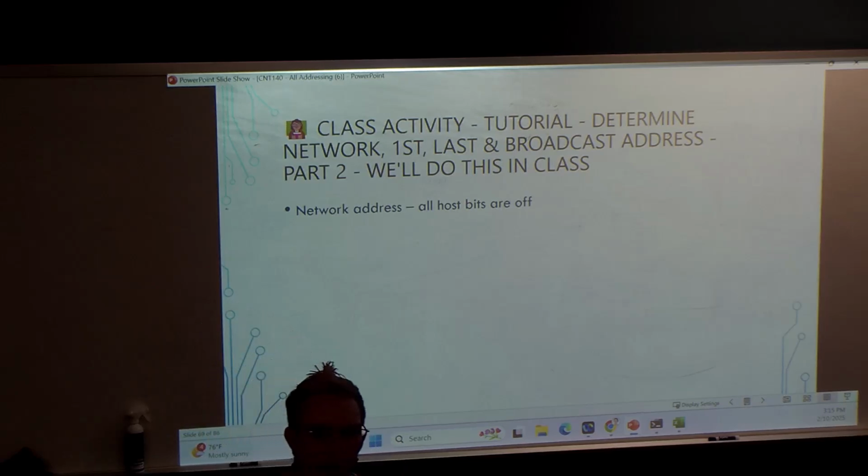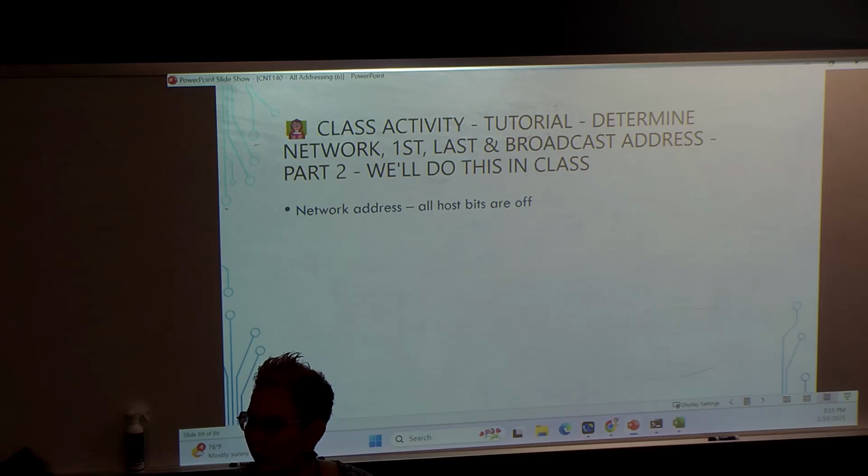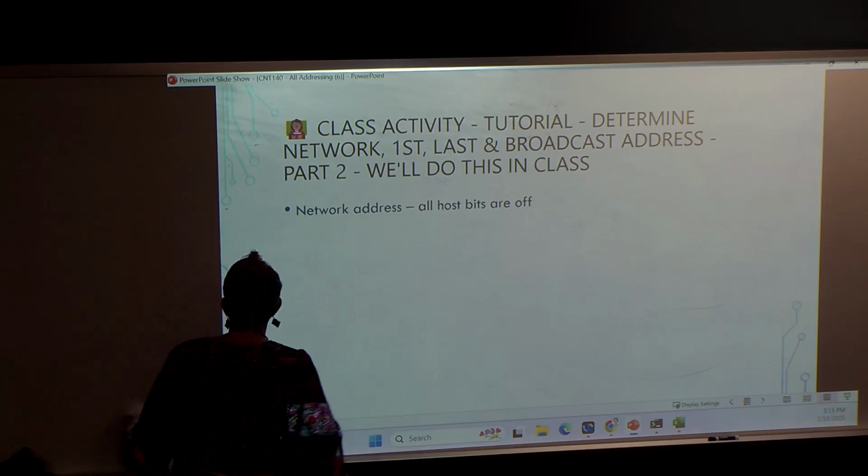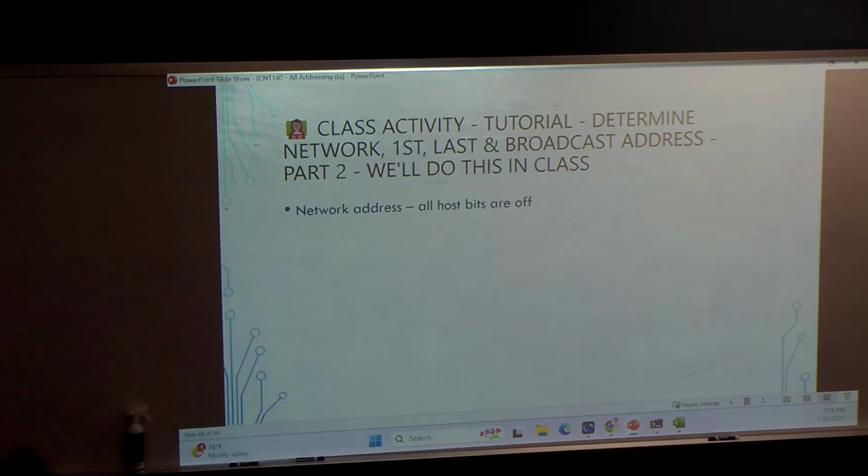And in here, do we all have the same network? We do, but our host bits are different. That's why we each have a unique IP address, because we can manipulate the host bits. Once you belong to a network, that's it. You belong to that network, okay? So a network address is when all the host bits are turned off.